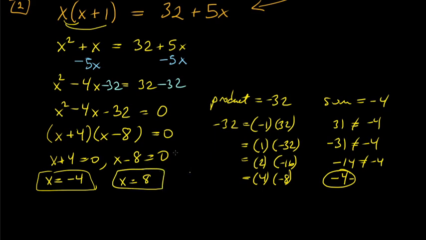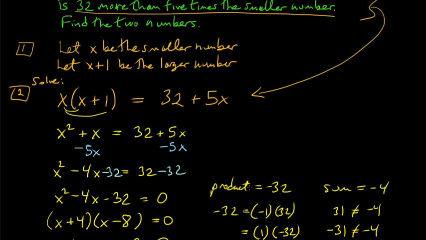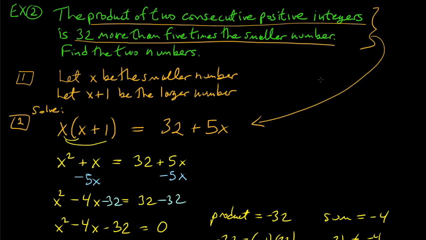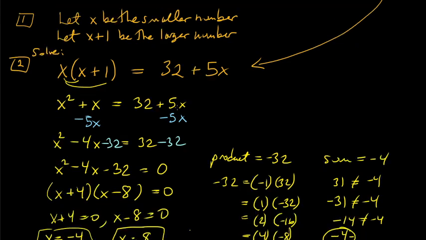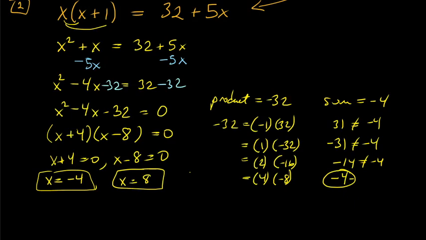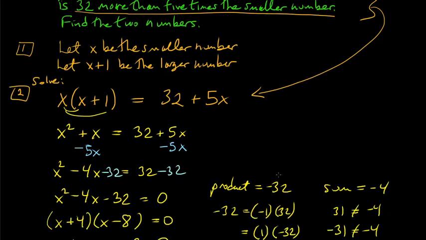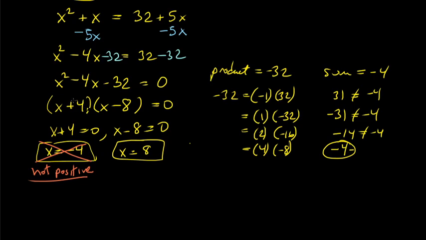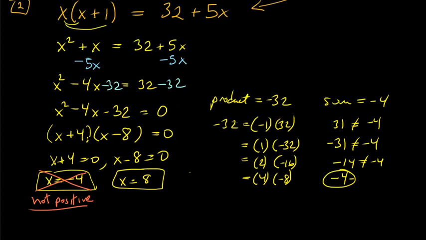Okay, so again, we might get two possible answers here, except in this example, if you go back to the very first question, it says two consecutive positive integers. Negative 4 is not positive. So we can cross that out because this is not a positive number. The question is only looking for positive numbers. And 8 is positive, so 8 should work. So we can check the equation.